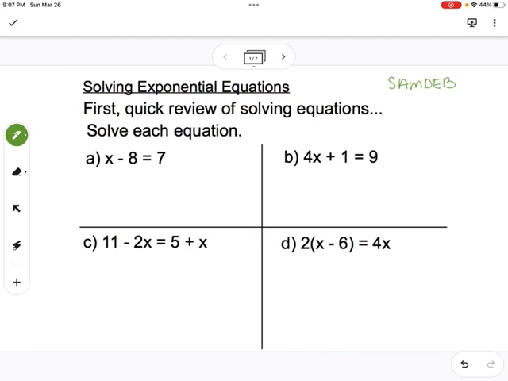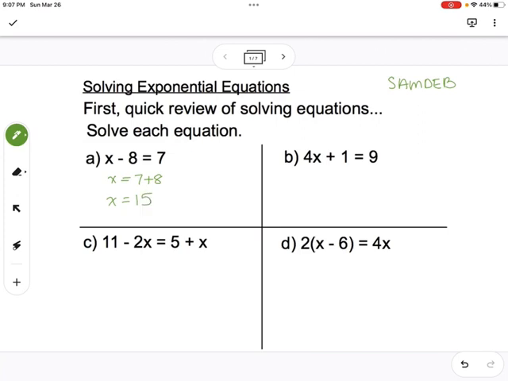So the first one here, we have x minus 8 equals 7. We want to move that minus 8 to the other side. That'll become a plus. So x equals 7 plus 8. And we get x equals 15.